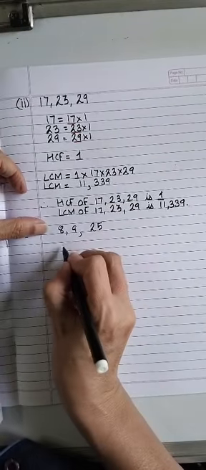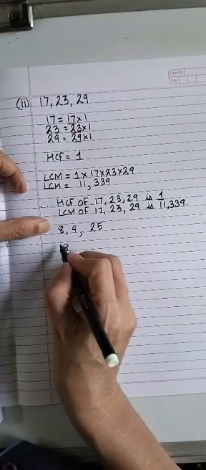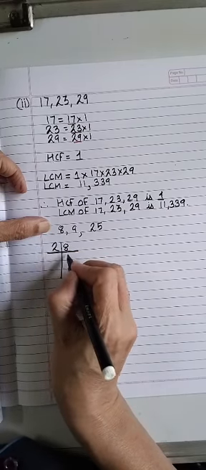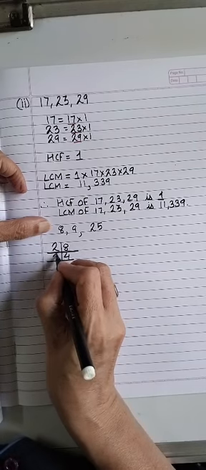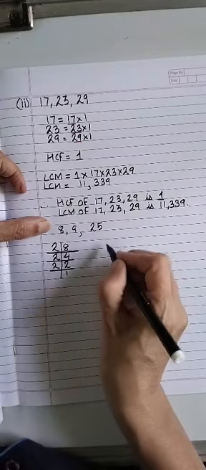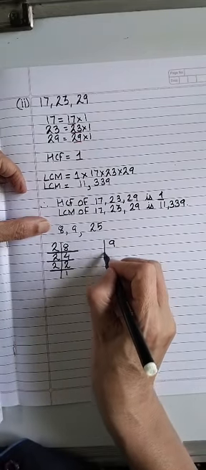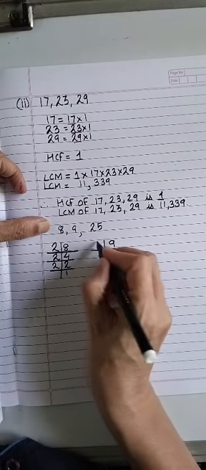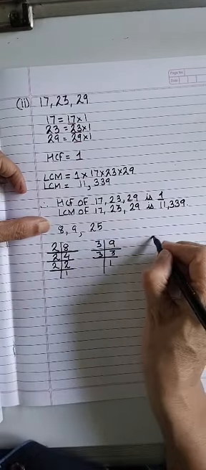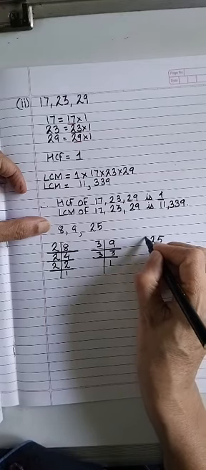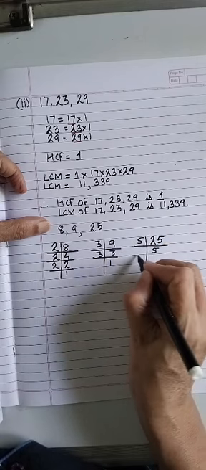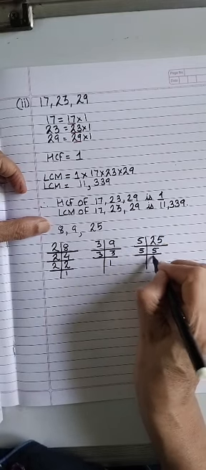We'll find the prime factors of the given numbers. 8 is divisible by 2. 2 4s are 8. 4 is divisible by 2. 2 2s are 4 and 2 1s are 2. We'll take another number, that is 9. 9 is divisible by 3. 3 3s are 9. 3 1s are 3. Third number, 25. 5 5s are 25. 5 1s are 5.